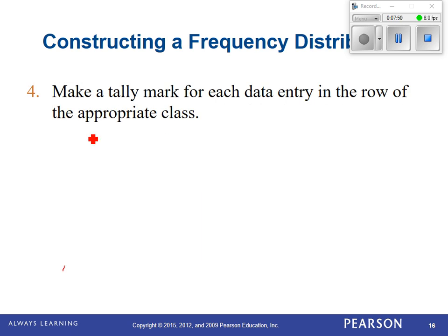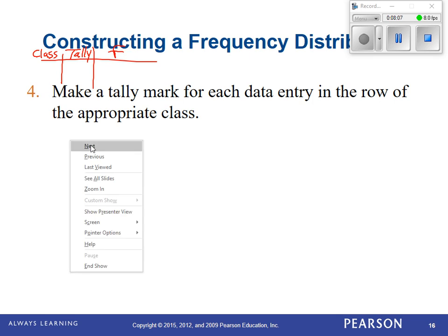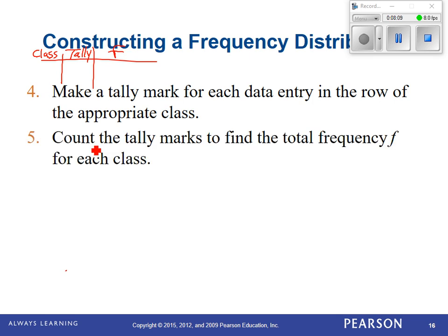Make your tallies. When I make my frequency distribution, I got my classes, and I always put a column for the tally marks and then the frequency. If you don't want to put the tallies in there, you don't have to. The book will do it some of the times that they won't. Count the tally marks up.